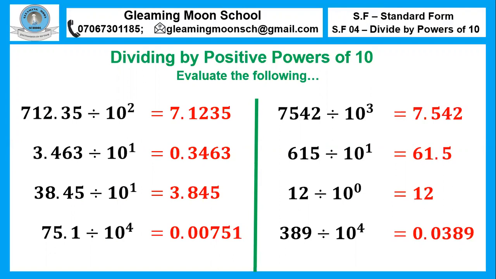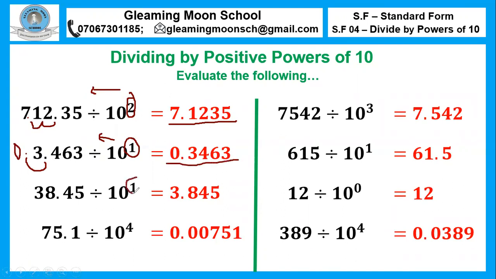And if there are ones you didn't get right, pay attention as I explain and go through the answers one after the other. Right, so for the first one, again, following the rule, the power is 2. So that means we're going to move the decimal point to the left 2 places. So we go 1 and 2. So our new decimal point is here, which is why we have 7.1235. The power here says 1, so you move it to the left 1 place. The decimal point is there, and you move it there and put a 0 placeholder. And that gives you 0.3463, okay?